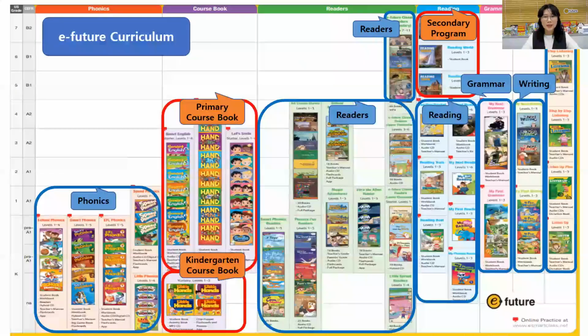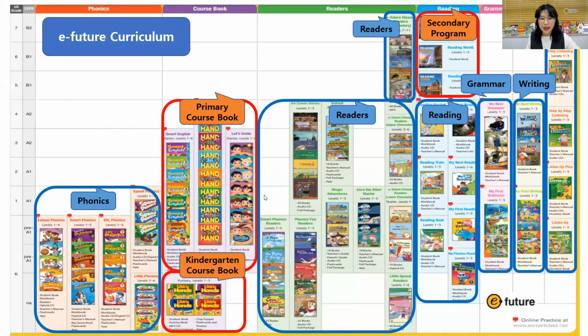And yeah, so let's look at this curriculum chart. Okay, so here you can see all our books. Okay, so let's look at from here. So the first section here is phonics. Okay, so we have phonics, and then we have primary course book, and we have kindergarten course book.